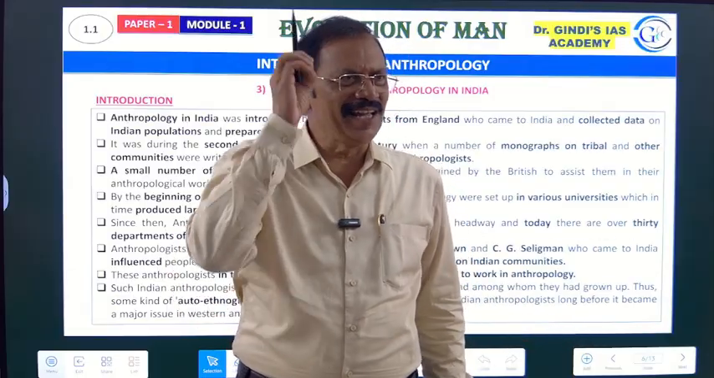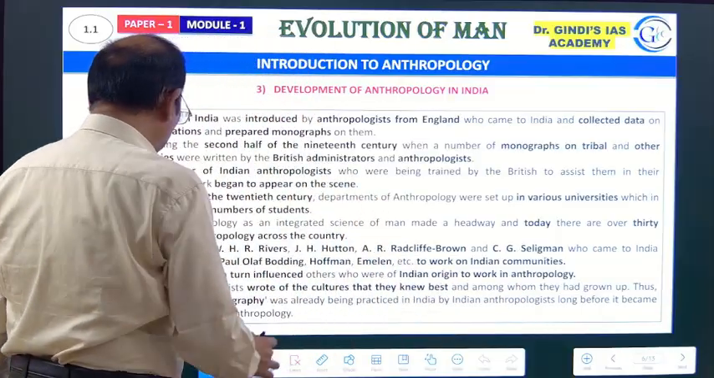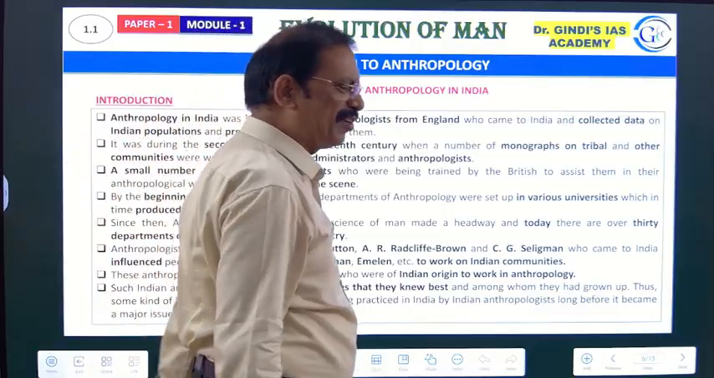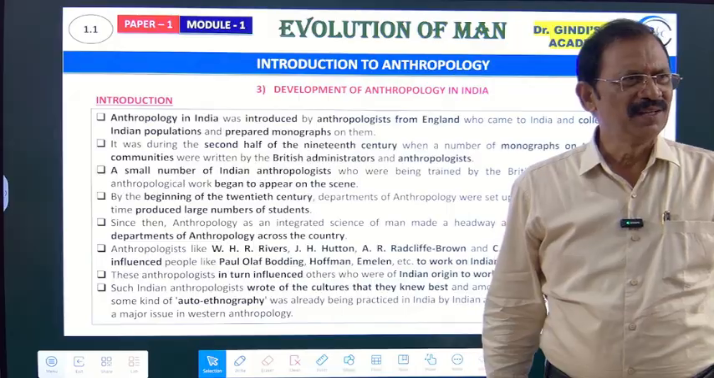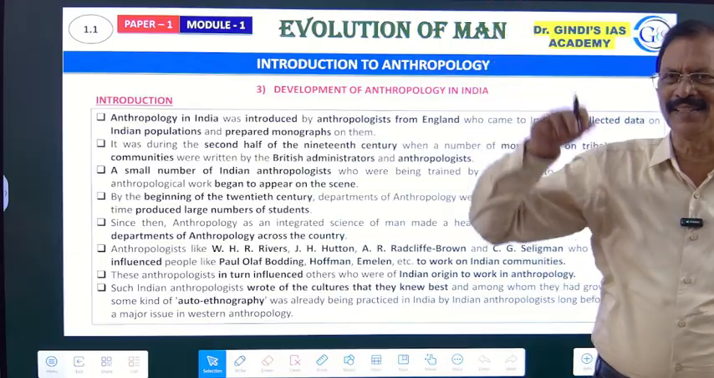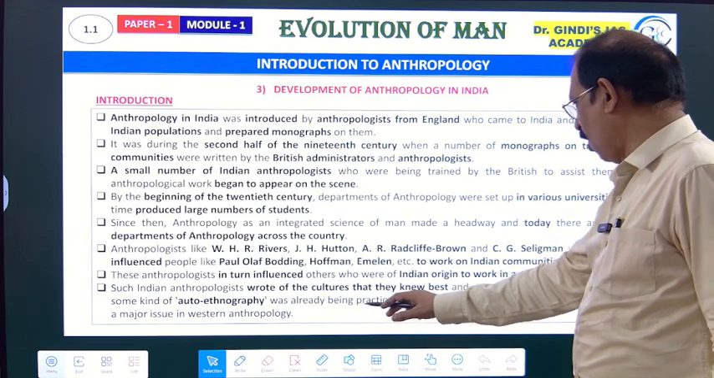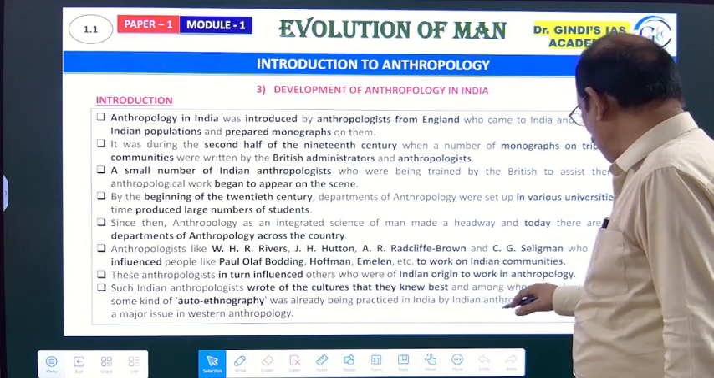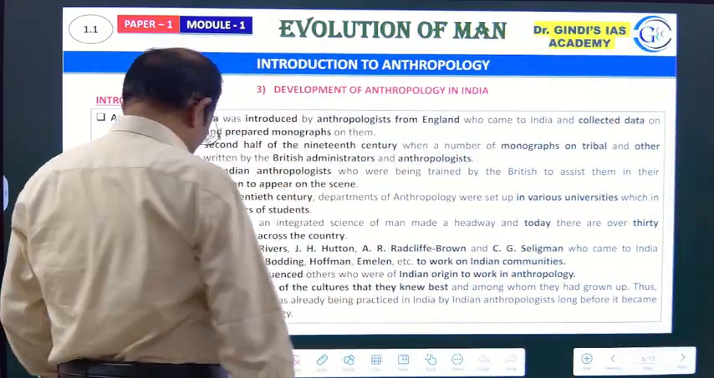So interestingly, we try to give the term monographs, thus some kind of autoethnography. Ethnography means description of some cultures and everything. Autoethnography says we are describing ourselves, not others. Like this, Indian anthropology was already being practiced in India by Indian anthropologists long before it became a major issue in Western anthropology.